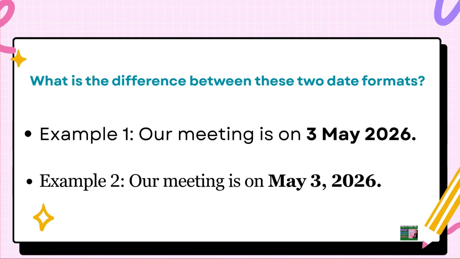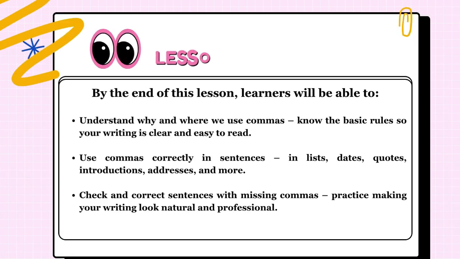And also look at these two different date formats. As you can see, the first format doesn't have a comma, while the second one uses a comma before the year. They look a bit different, right? Do you think one of them is wrong or are both correct? Keep watching. We'll explain this in detail later.